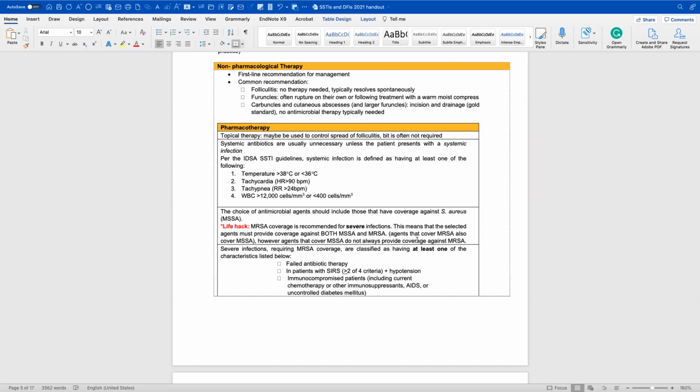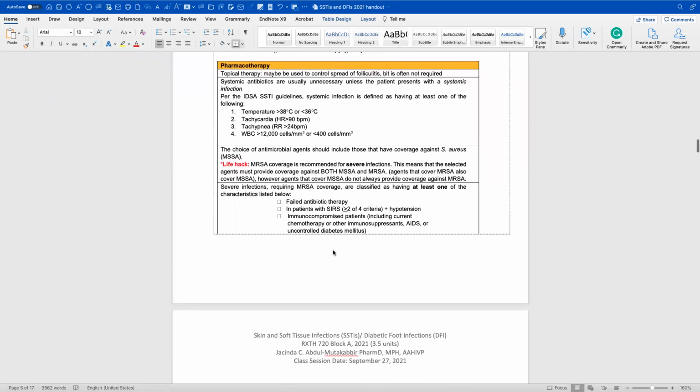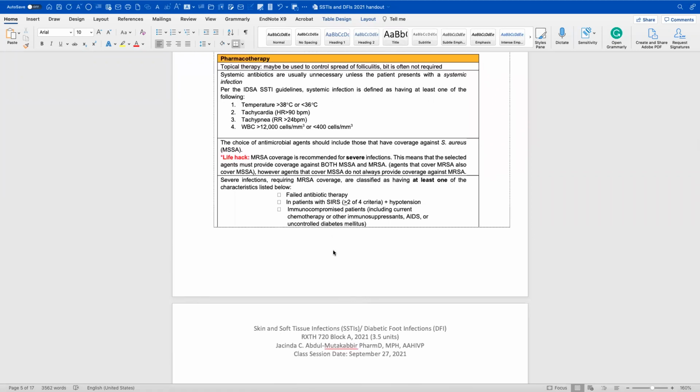Agents that cover MRSA always cover MSSA. We know that MSSA is methicillin-sensitive Staph aureus, right? MRSA means that it's methicillin-resistant Staph aureus. So if it covers methicillin-resistant Staph aureus, it also has to cover MSSA, right? However, agents that cover MSSA do not always offer the extra coverage for MRSA.